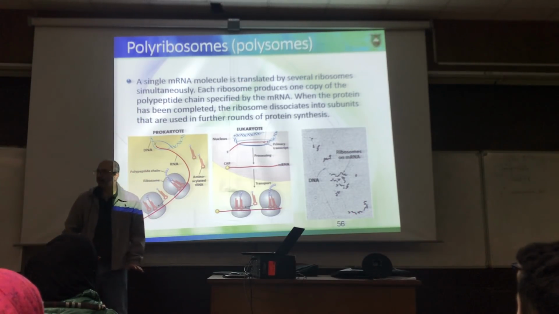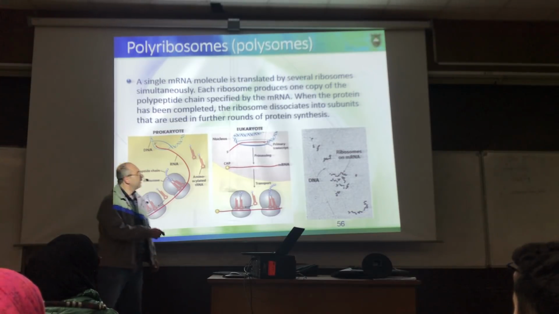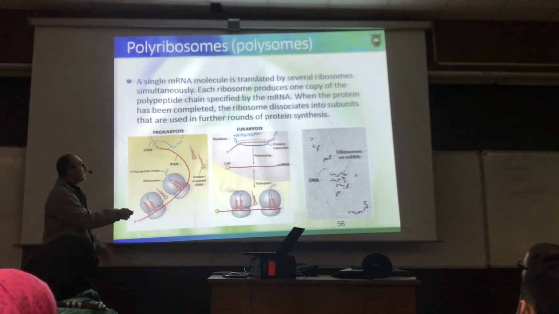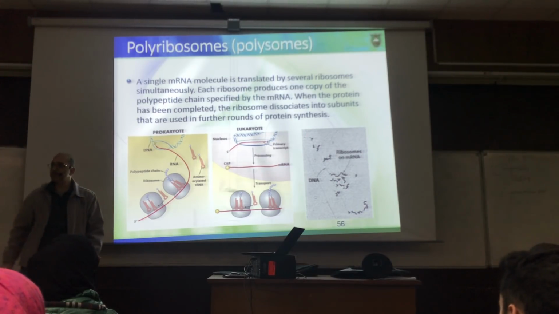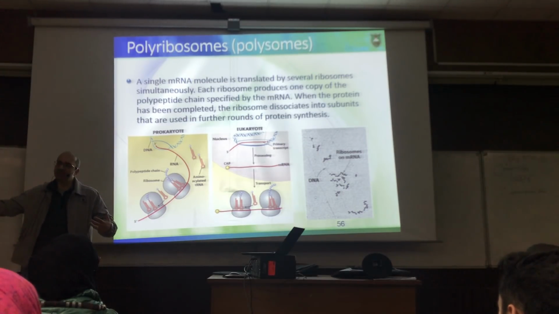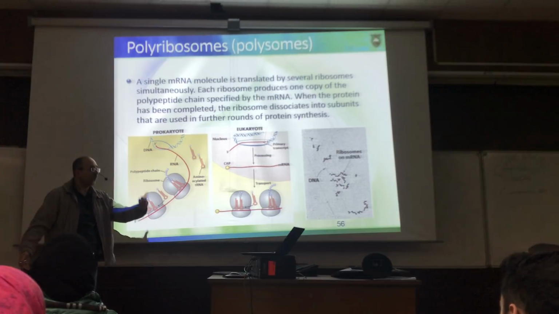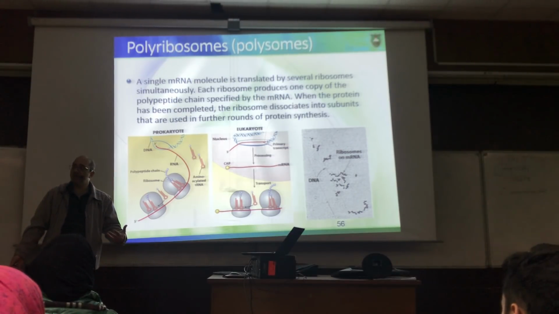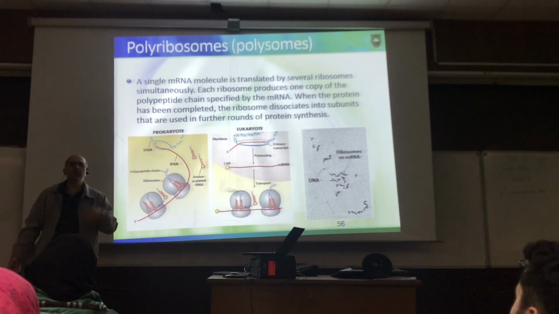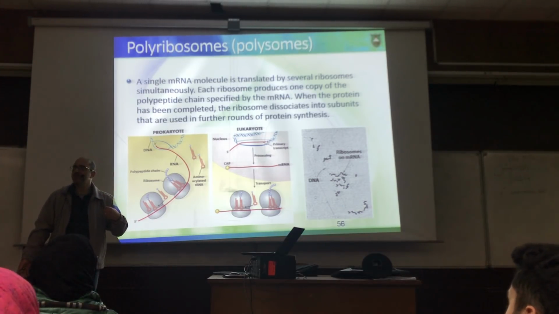It's not shown in the picture. Where is the beginning of the gene? This is known as polyribosomes. They are also known as polysomes, so do not get confused with the polysomes that we talked about before with transcription. In some books and other resources they are known as polysomes, but I like to call them polyribosomes.